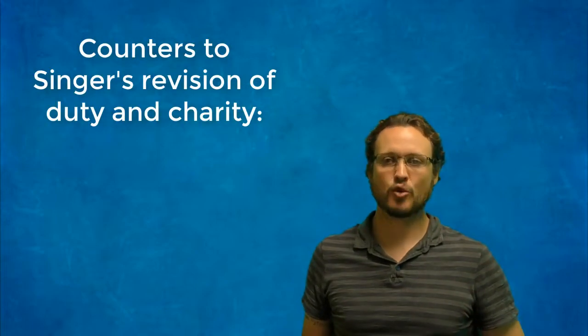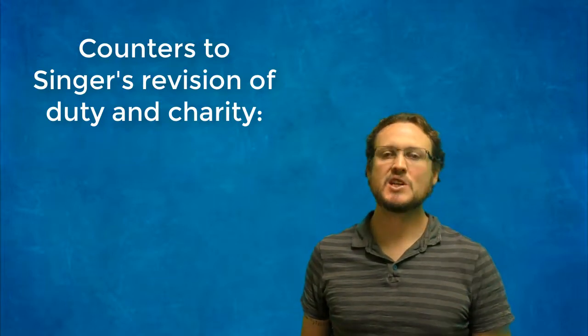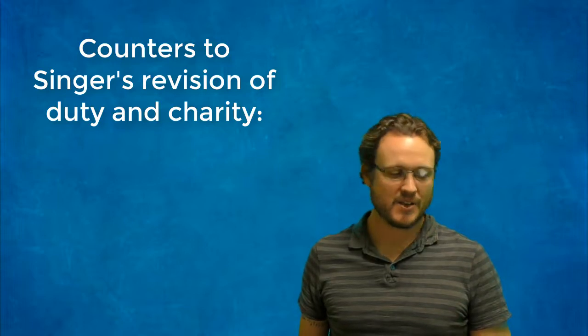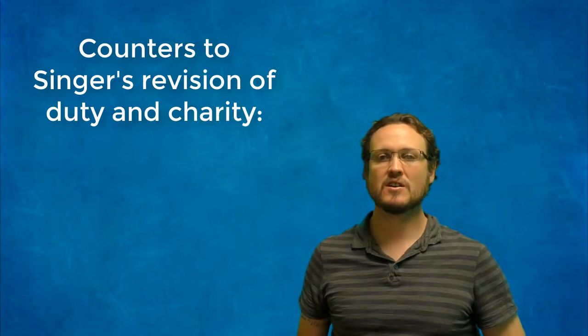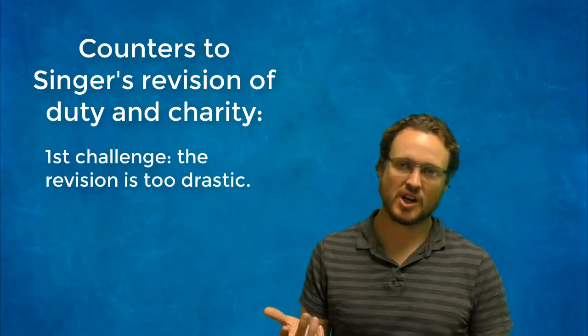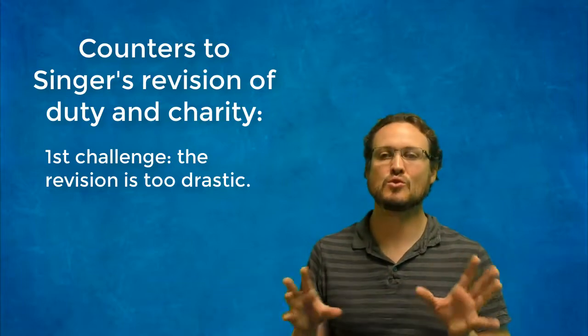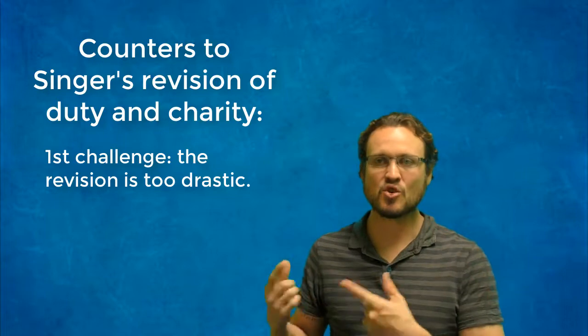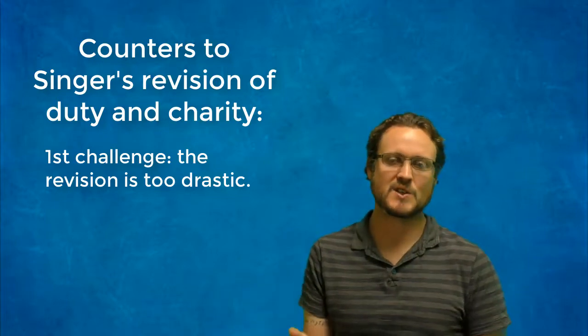So he goes on, before drawing his conclusion in the article, to deal with some counter-arguments to his fourth point about duty and charity that I just outlined, because he knows people are going to challenge him there. And the first challenge comes in this form. Basically, it says, Singer, you can't revamp our understanding of duty and charity because it's too crazy a revision. It's too drastic to somehow say that what we've normally thought of as charity is now a duty. It's just not the way we think of things.